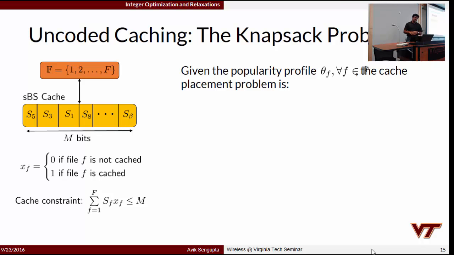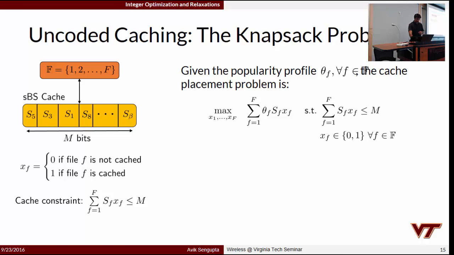Now, uncoded placement essentially ends up becoming something we call a knapsack problem. So it's basically fitting zeros and ones into the cache so that you can satisfy the entire cache constraint. And it is essentially an integer optimization problem. So given the popularity profile, I don't know, there's something wrong with this slide here. But the main optimization problem becomes this. Now we will talk about the structure of this optimization problem next. But the main optimization problem that you want to solve in order to maximize the cache hits becomes this.